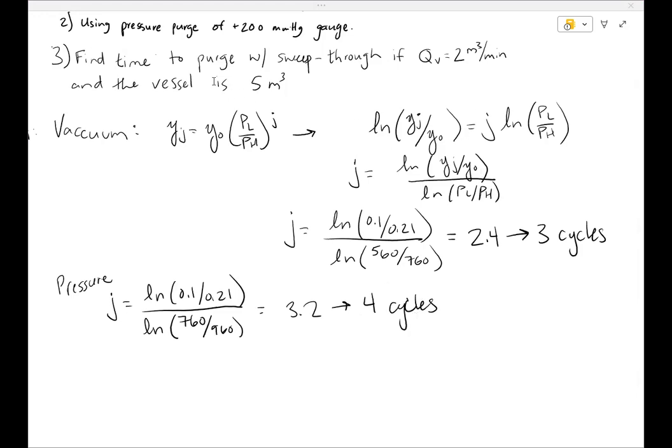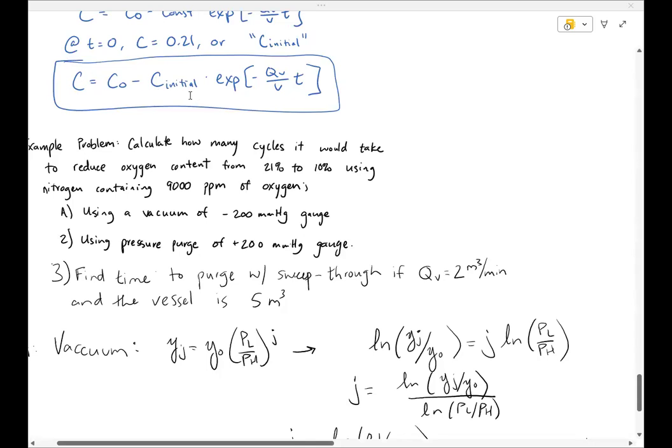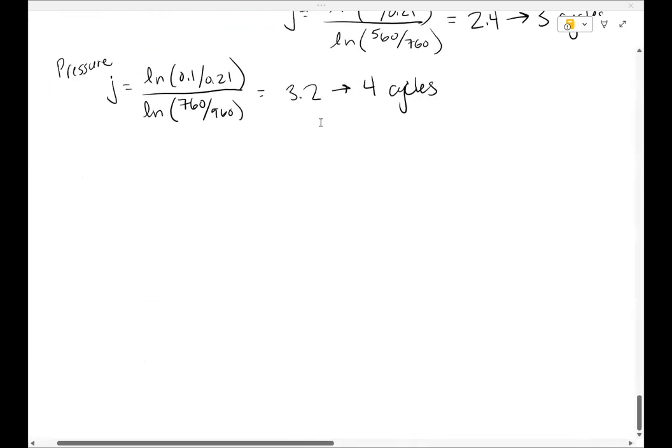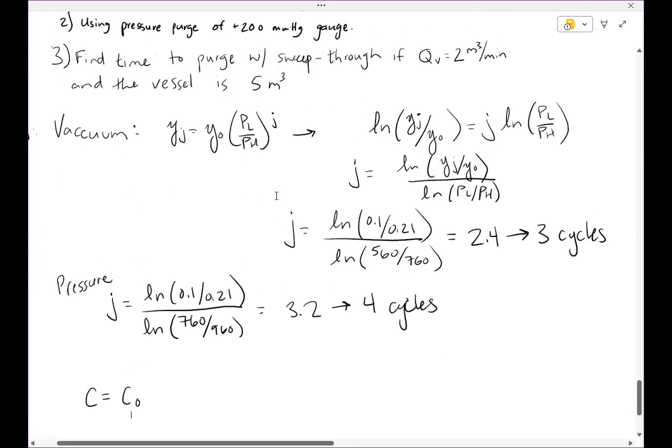All right, finally, let's do the sweep-through situation. So I need to take this equation. So C is equal to C0.